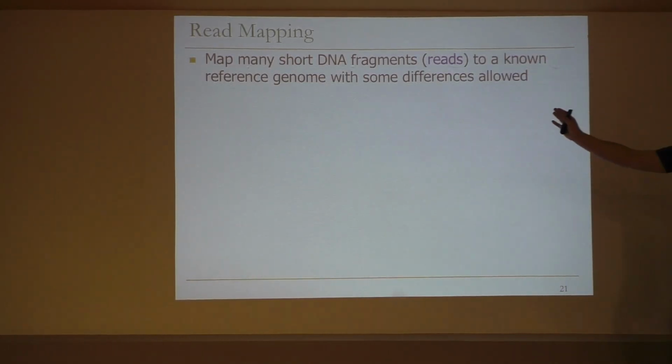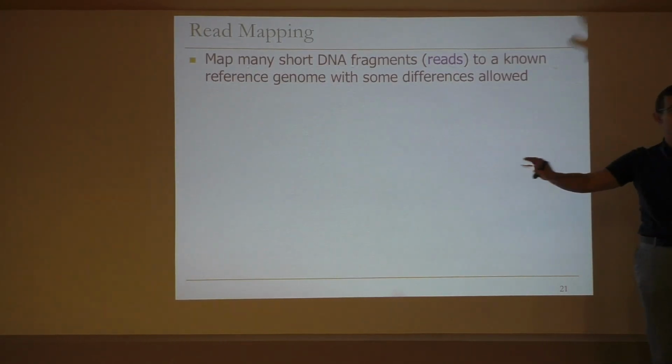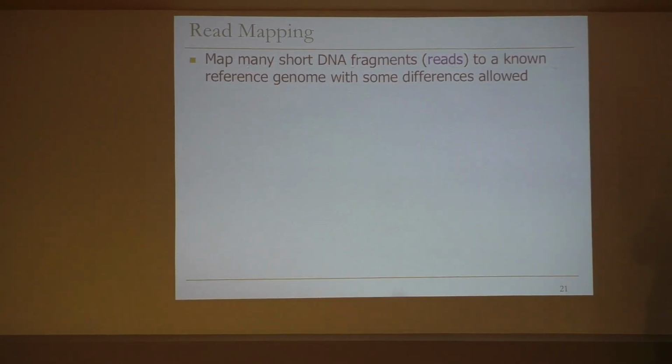So this is called the read mapping problem. Basically, you have many short DNA fragments that the chopper gives you, and one way of reconstructing these read fragments into a full genome is to map them to a reference genome that you know of, with some differences allowed. So if I want to find out my genome, for example, there's a human genome that somebody constructed. My genome is chopped into pieces, and you map them to the human genome, and you guess how my genome looks like.